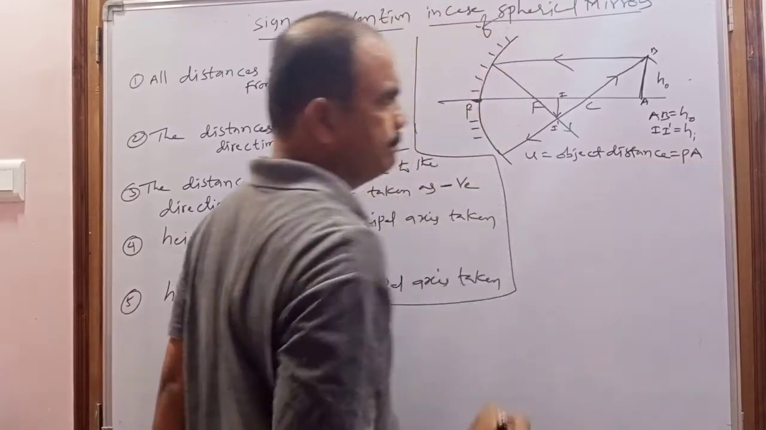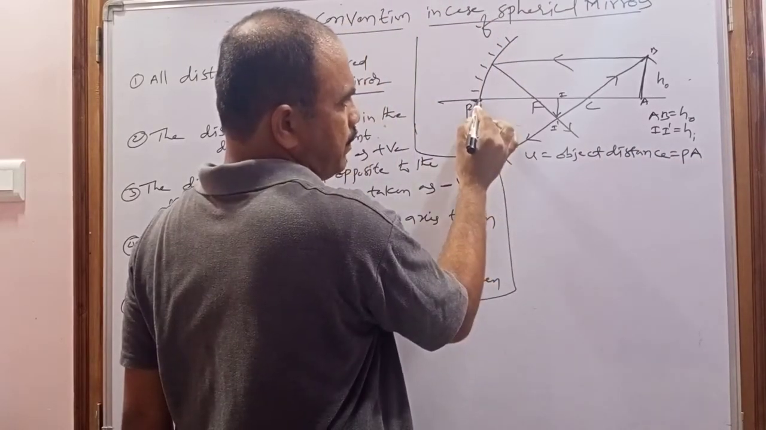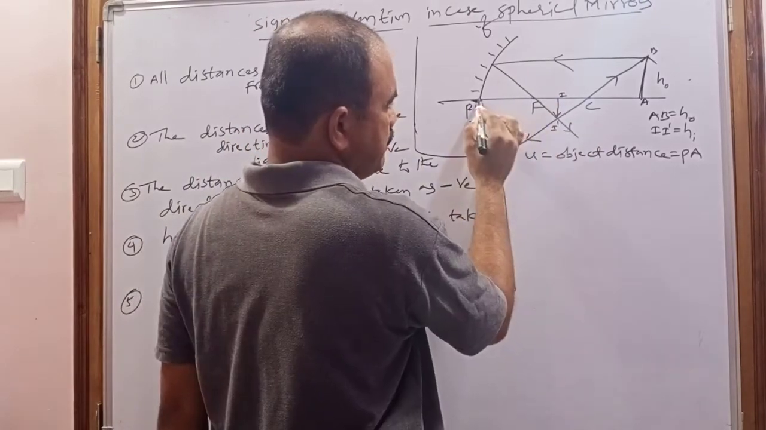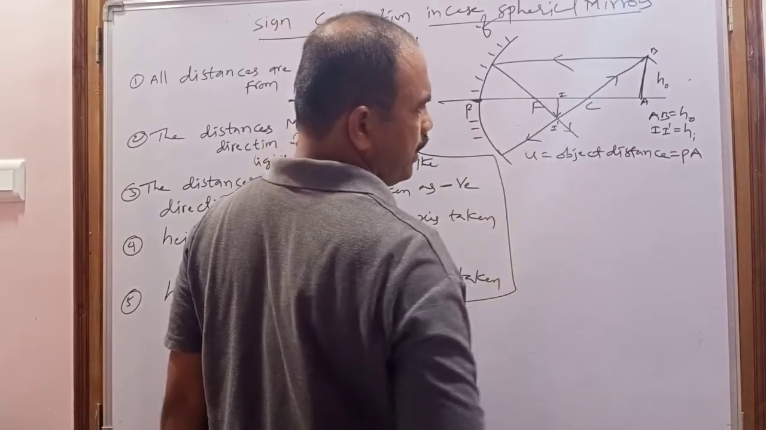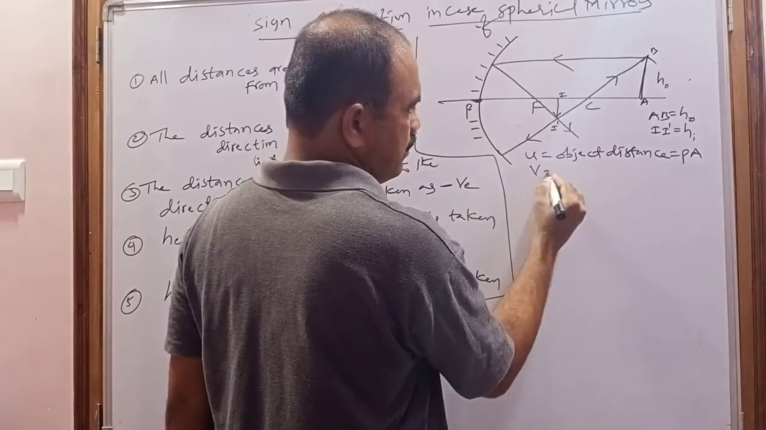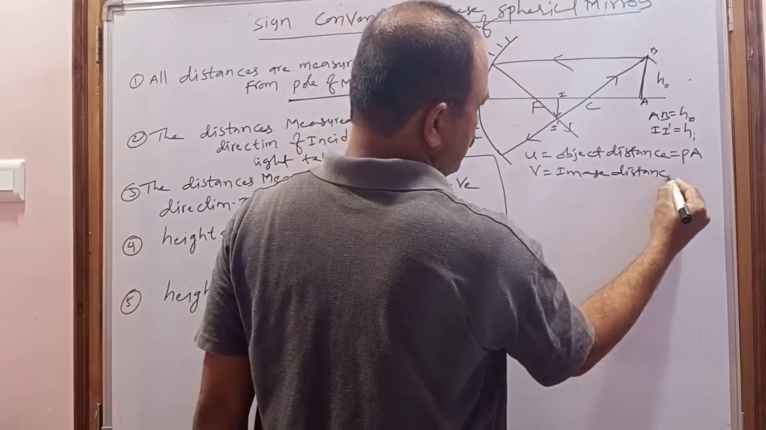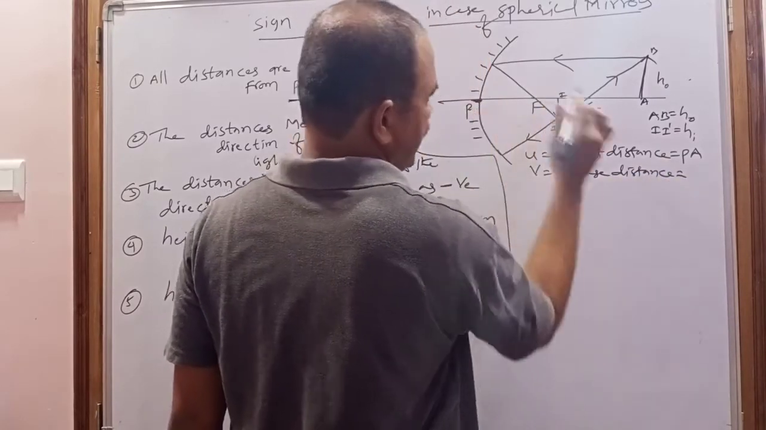P to A. And next, the distance between the pole and the image. This is the image. The distance from the pole to the image is known as the image distance, v. v is nothing but the image distance. So what is the image distance here? P to I.